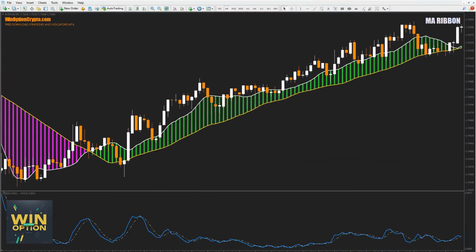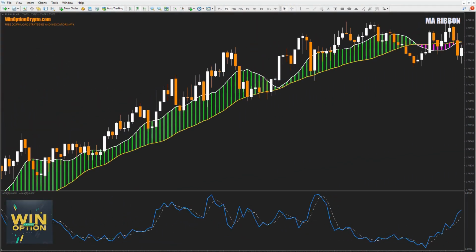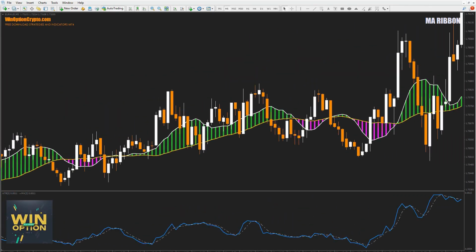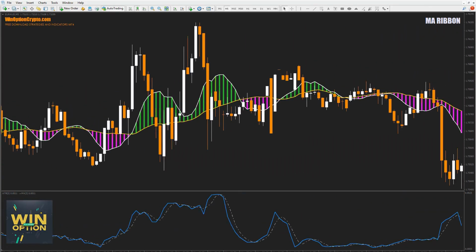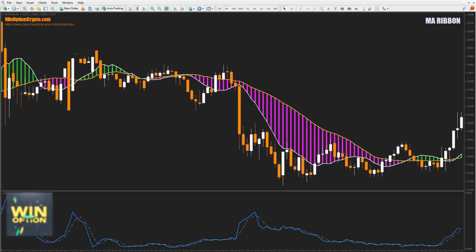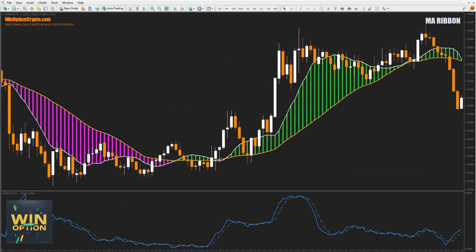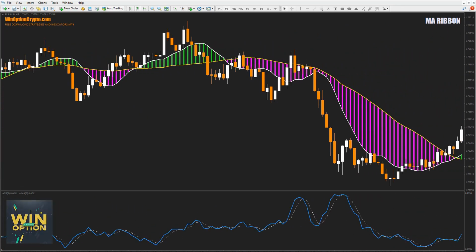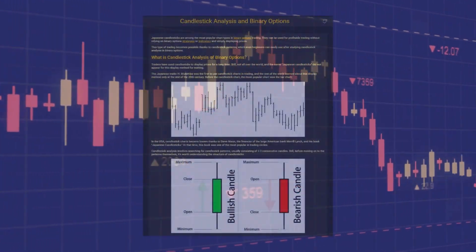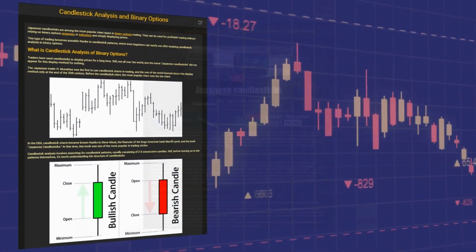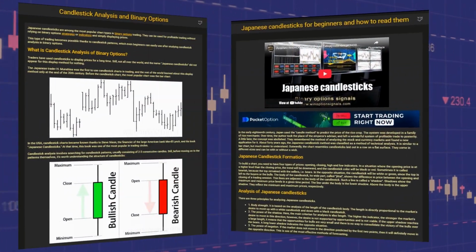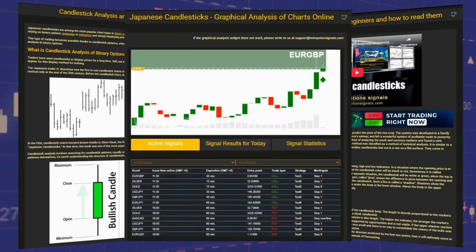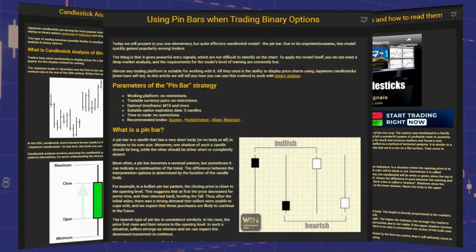MA ribbon generates trading signals for the beginning of a trend based on the intersection of two moving averages, of which it consists. However, for profitable binary options trading, the appearance of a green or red cloud is not enough. Therefore, to buy call and put options, you need to wait for certain conditions to be met, in some cases supplemented with personal patterns, which you can learn about from the article on our website. Candlestick analysis and binary options. Japanese candlesticks for beginners and how to read them, Japanese candlesticks, graphical analysis of charts online, and using pin bars when trading binary options.